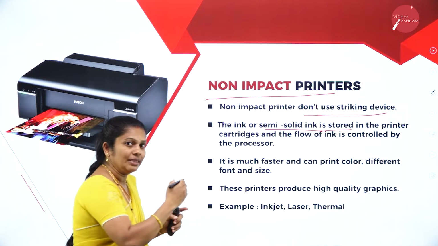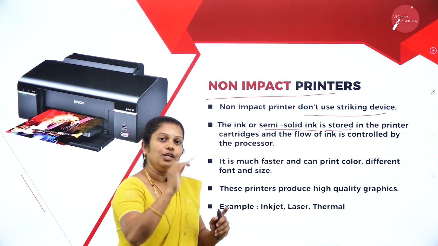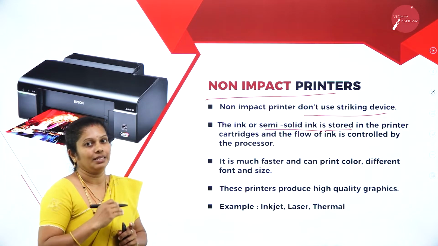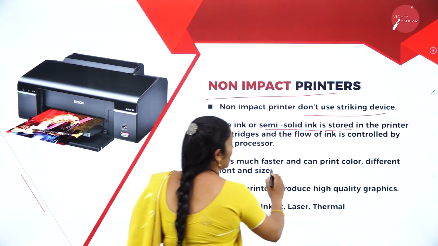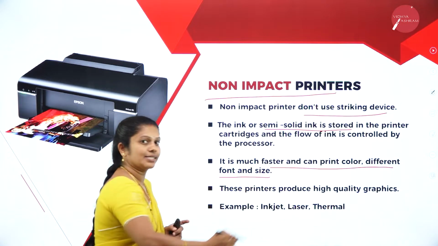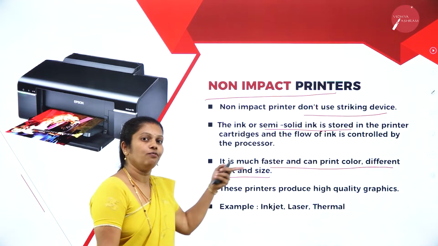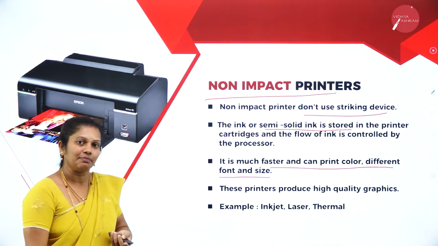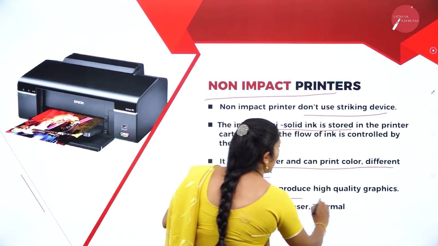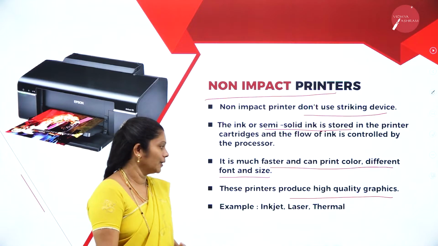Here we need the cartridge also. Whereas in an impact printer we need only an ink ribbon, here we need the ink cartridge to display the data. It is faster and it can print color, different fonts, as well as different sizes. And here we are not applying a lot of force, whereas on an impact printer we have to apply a lot of force. These printers produce high quality graphics. We can get good quality here.